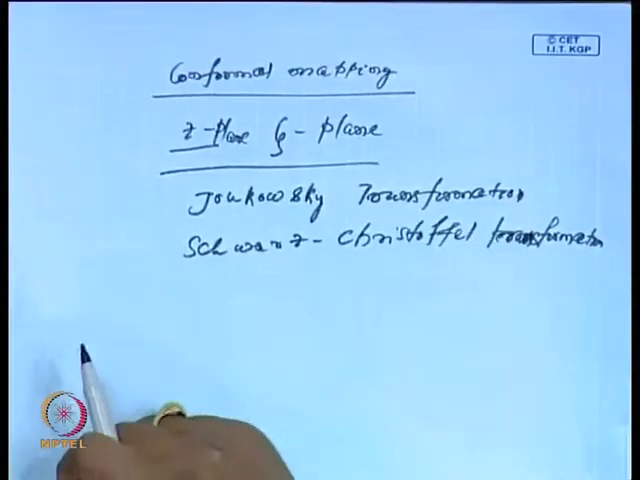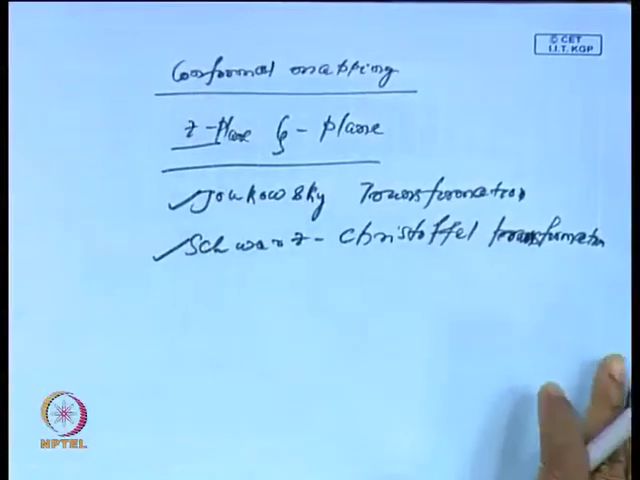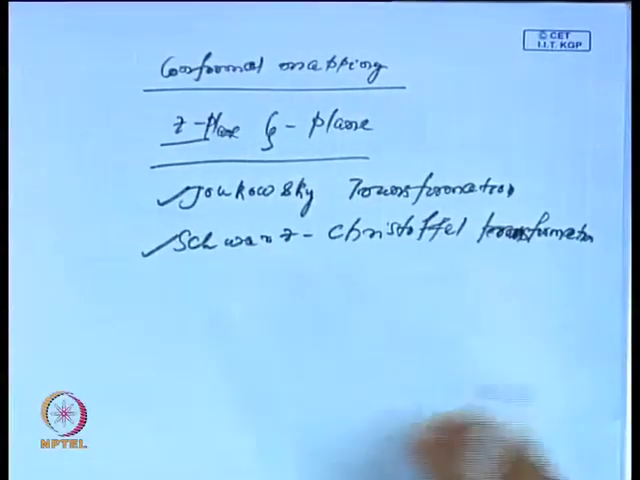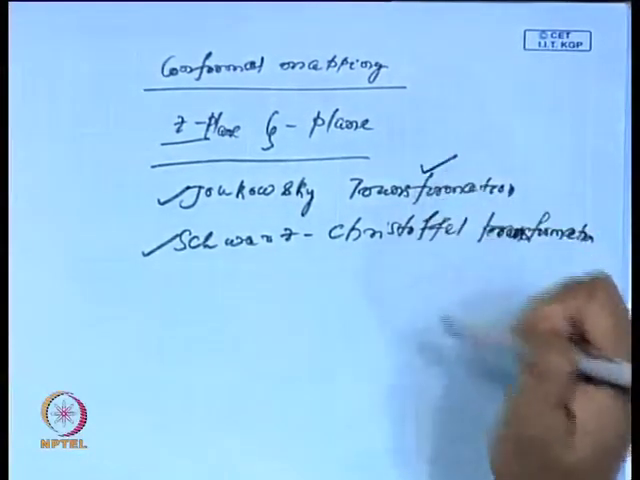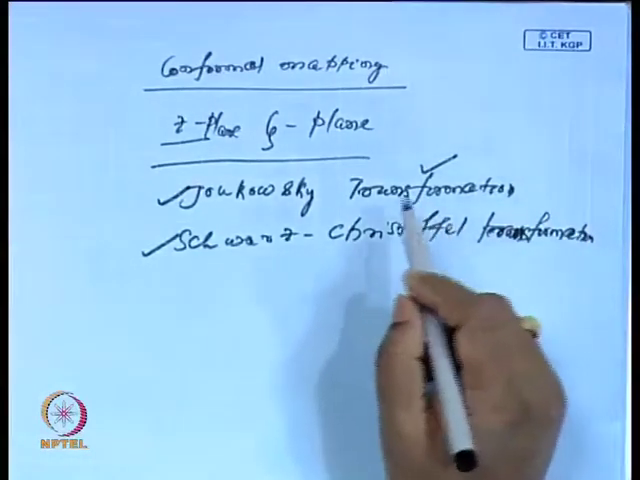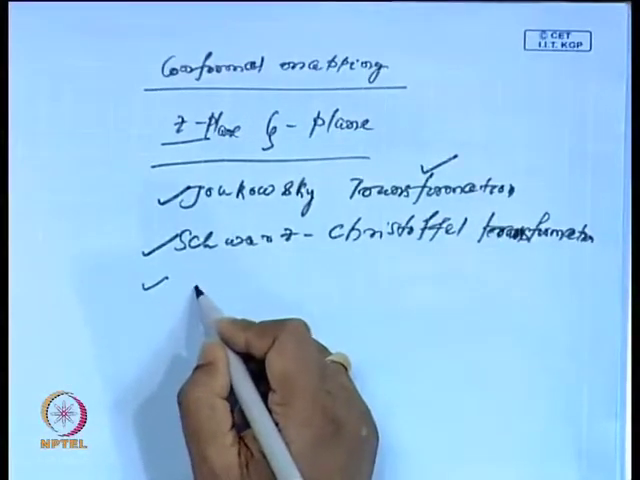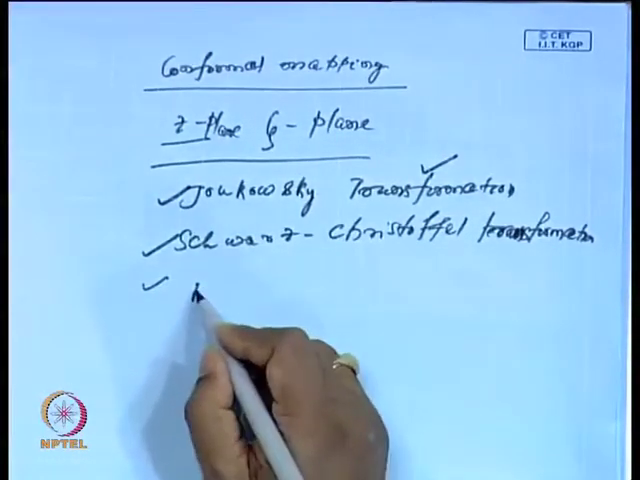We have the Joukowski transformation, and we have the Schwarz-Christoffel transformation. These are two very important transformations which we have talked about, and we have seen their application in analyzing several types of flows. And then another characteristic which comes across is the singularity in the flow.